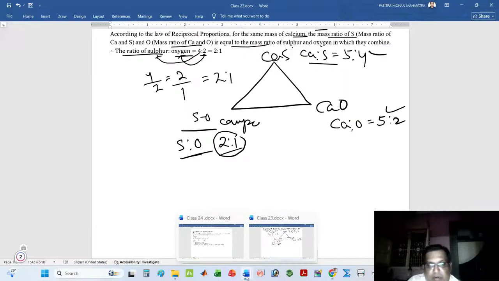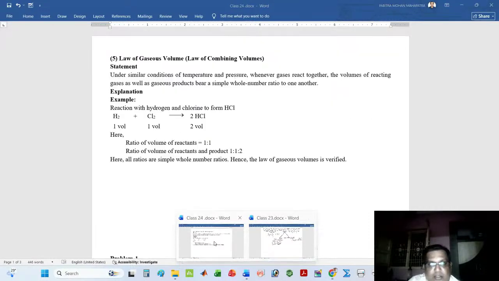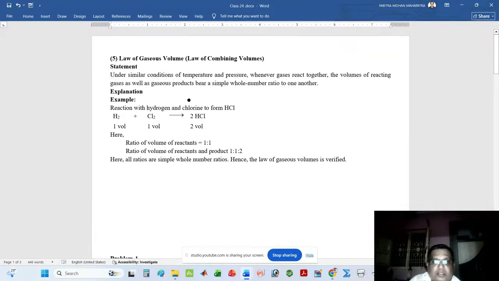Now I want to move to the last law, that is the law of gaseous volume. This is your last law, the law of gaseous volume. That is also called the law of combining volume. This is also related to Gay-Lussac's law. That means I already discussed it. That is Gay-Lussac's law.